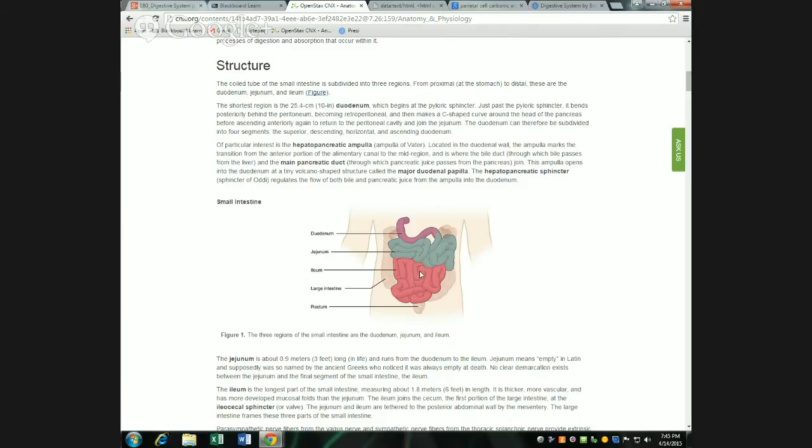Okay? And then the last part, which is, I guess, kind of a maroon color there, is the ileum, which is, according to the book, about 1.8 meters long. Okay, so according to the book, they're saying it's about 3 meters long.